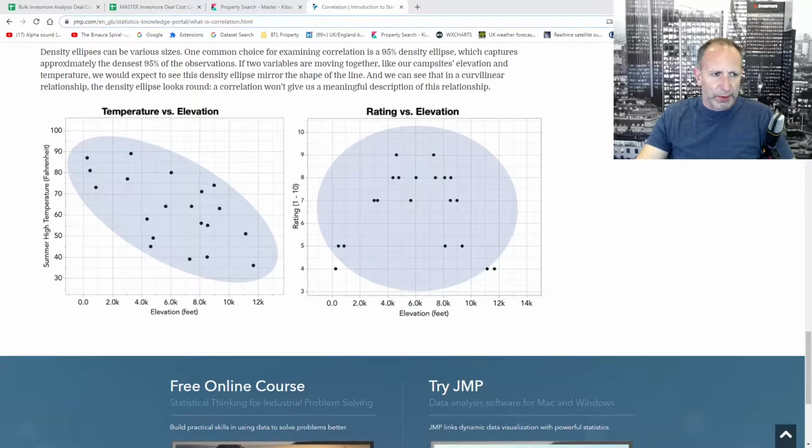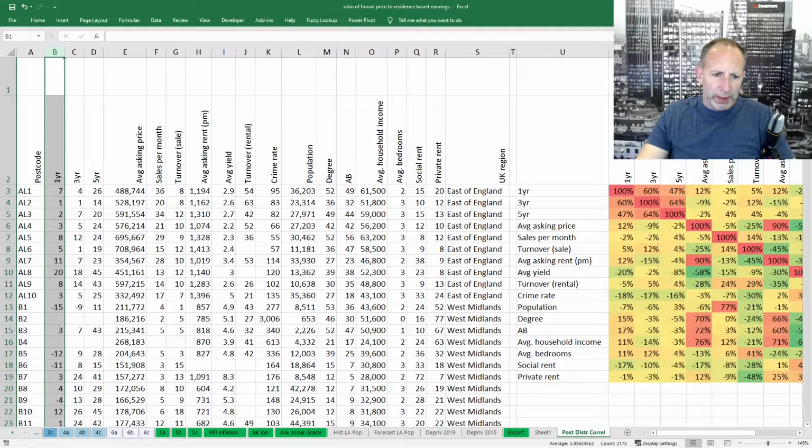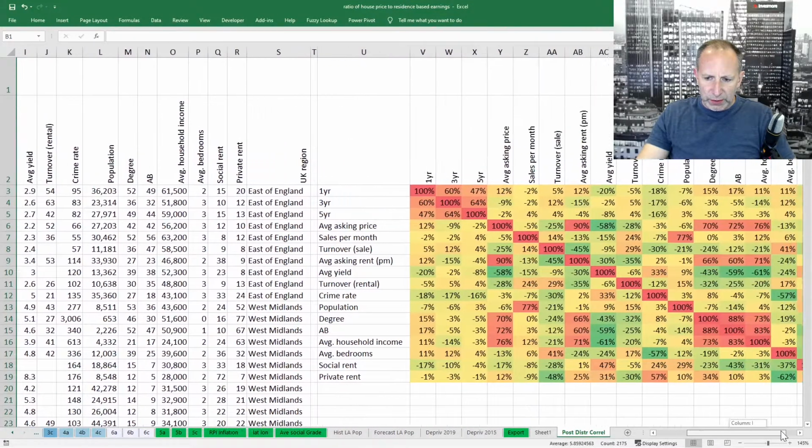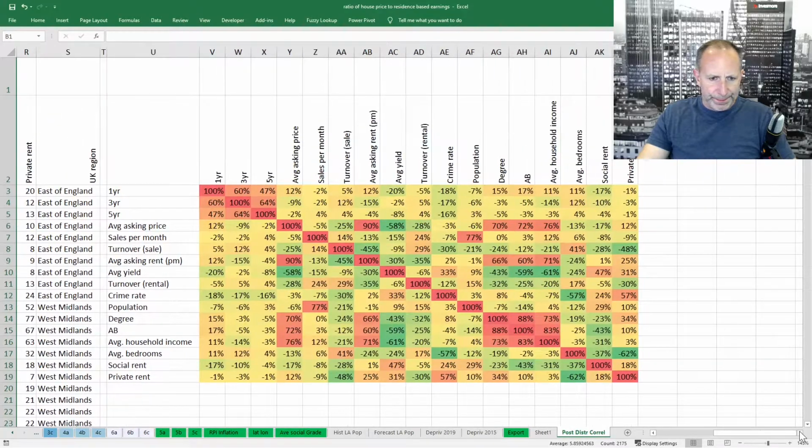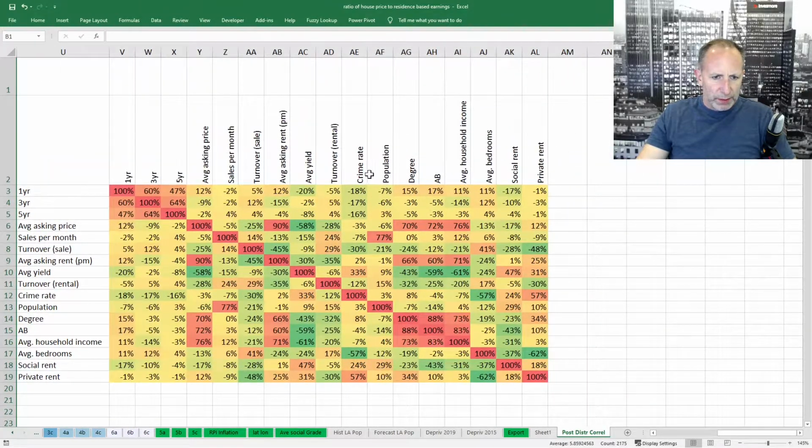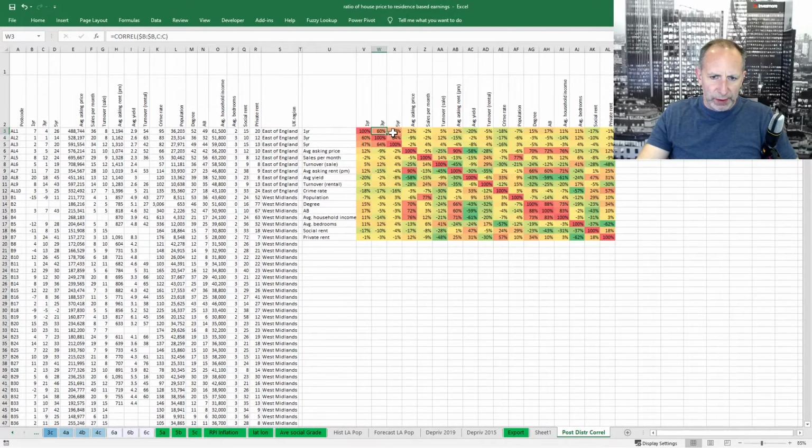When we're analyzing property, it's the same old story. What we're looking at is the relationships between one set of variables and another. Just getting the spreadsheet up here. To make this easier to work with, I've created a grid, and you can see the grid here. The grid works by using the CORREL function. I'll zoom it out so you can see roughly how I've done this.